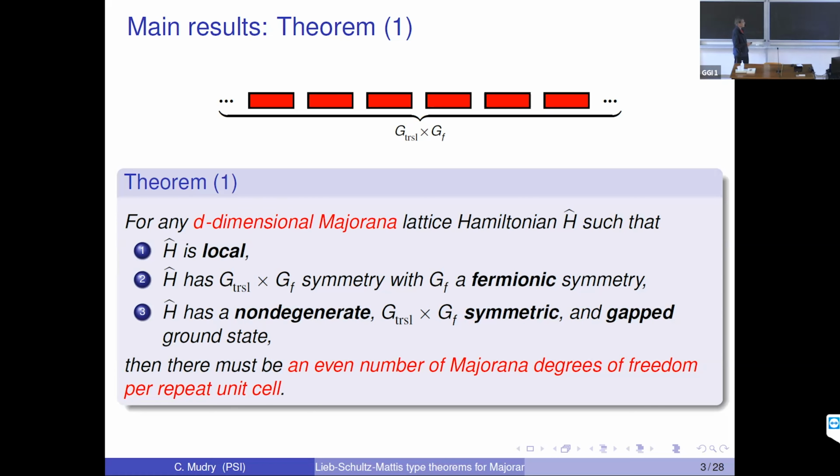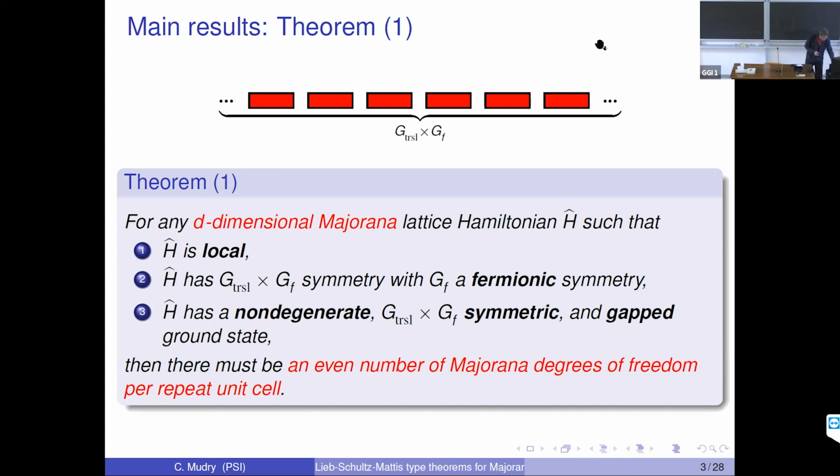The first theorem states that for any d-dimensional Majorana lattice Hamiltonian, call it H, such that H is local, H has a symmetry, and the symmetry group is the translation symmetry group, a direct product with a group called GF, where GF is a fermionic symmetry, so it knows about the conservation of fermion parity. Third assumption is that H has a non-degenerate, symmetric, and gapped ground state. And then with those three assumptions, an even number of Majorana degrees of freedom per unit cell must be present in the system.